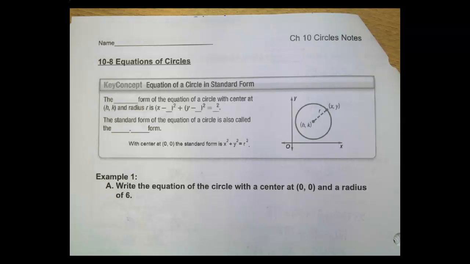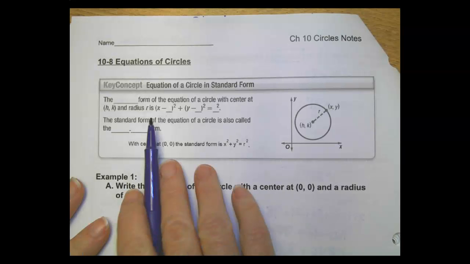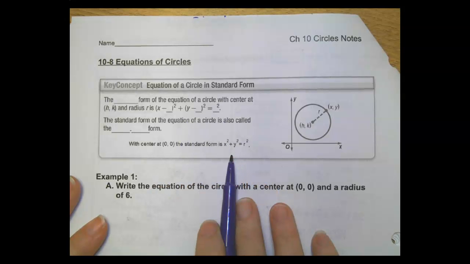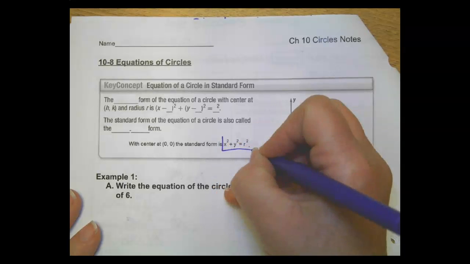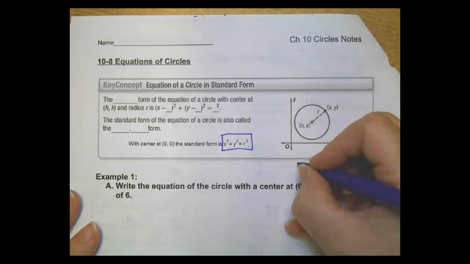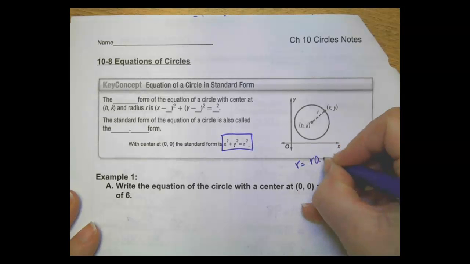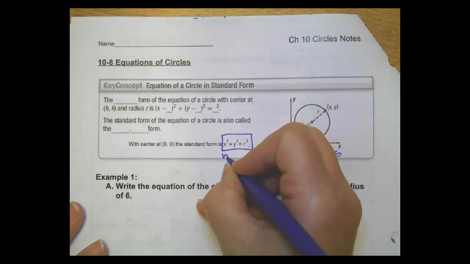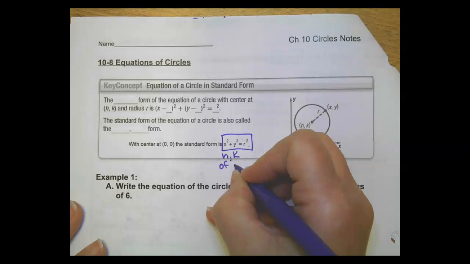We are going to need our calculators for this one. And I kind of want you to think about the Pythagorean theorem a little bit as you're doing this. As you can see, we've got this x squared plus y squared equals something squared. Same thing here. So kind of think of it like that, Pythagorean theorem-esque. R is going to be our radius, R is equal to your radius. And this is going to be your center point, your h and k of center.